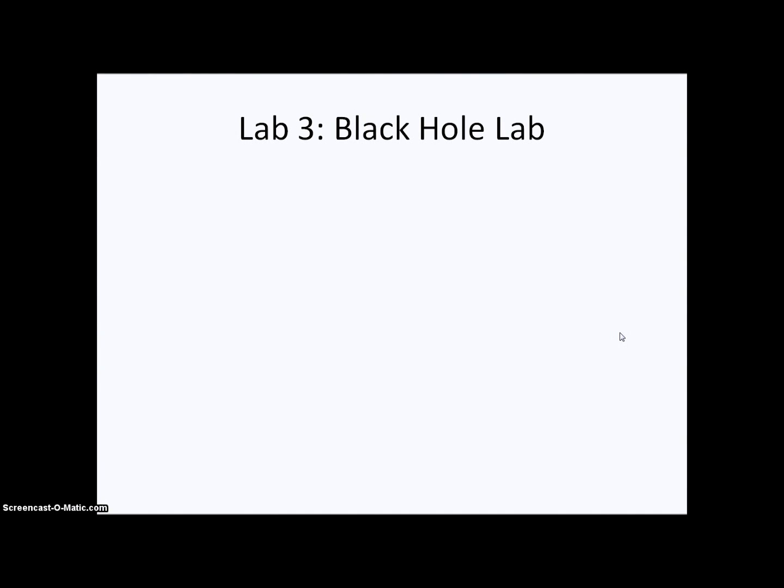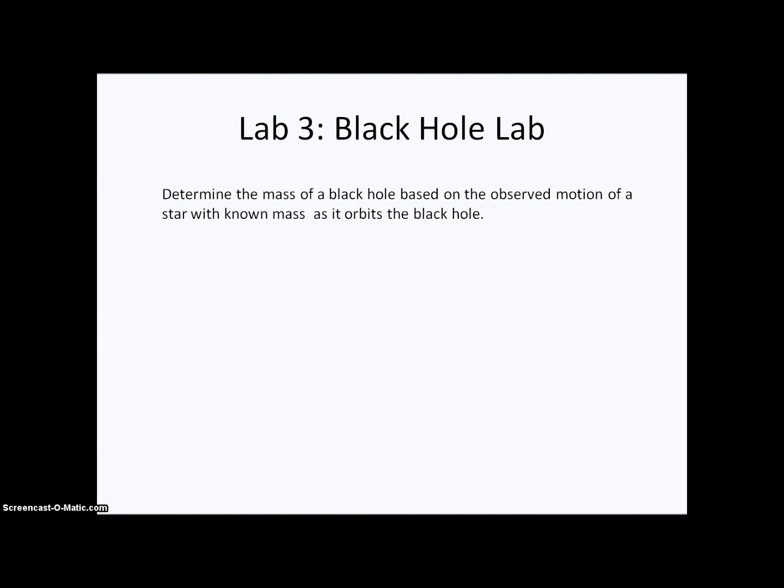Lab 3, Black Hole Lab. The purpose of this lab is to determine the mass of a black hole based on the observed motion of a star with known mass as it orbits the black hole.